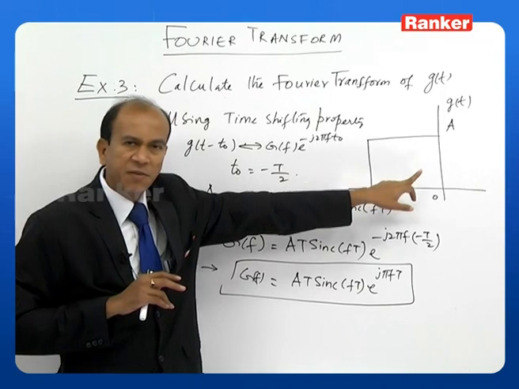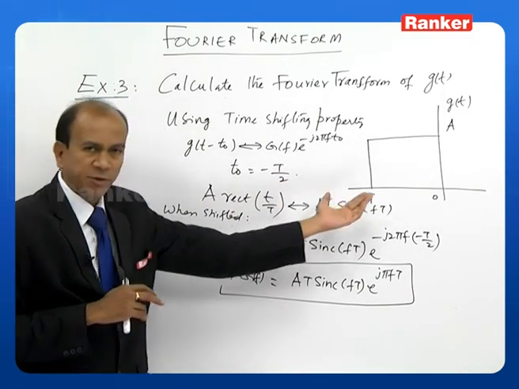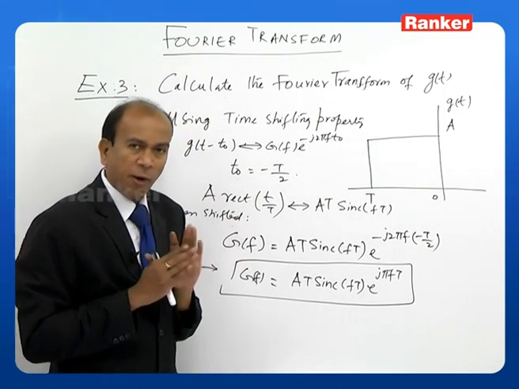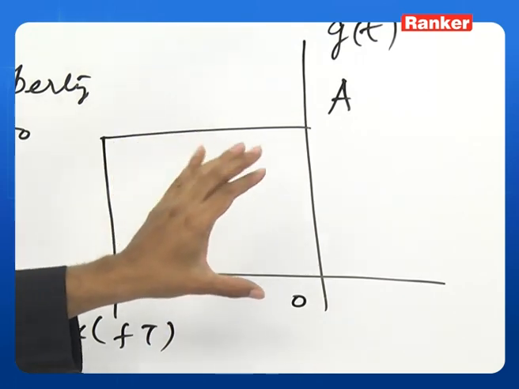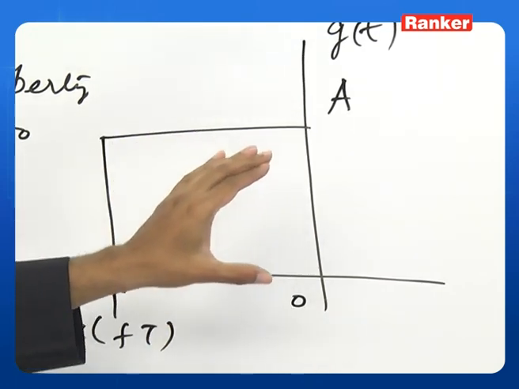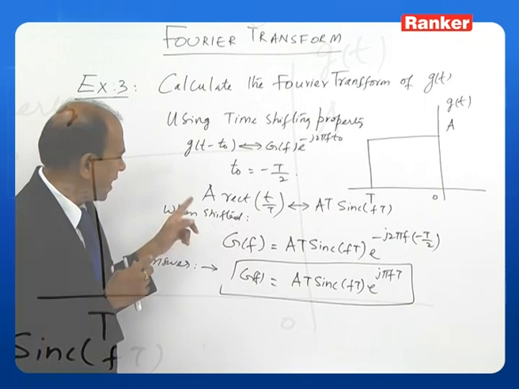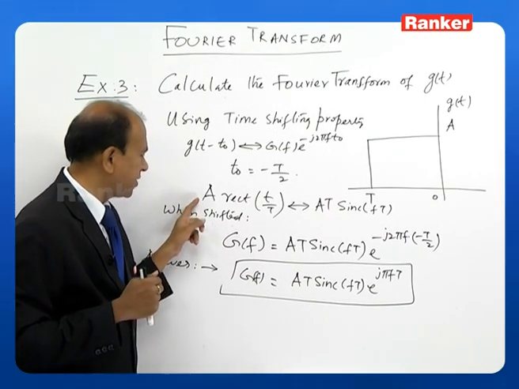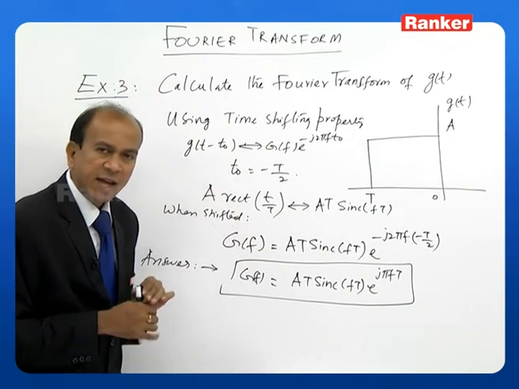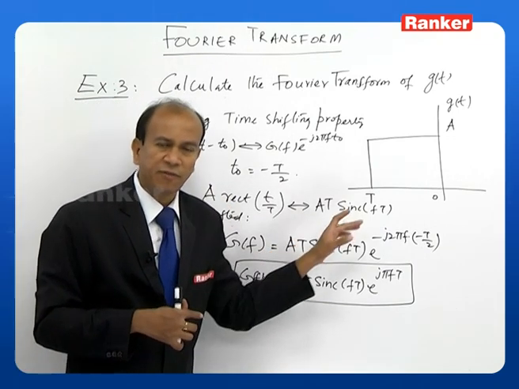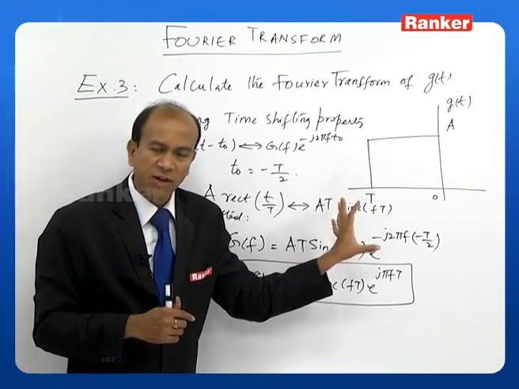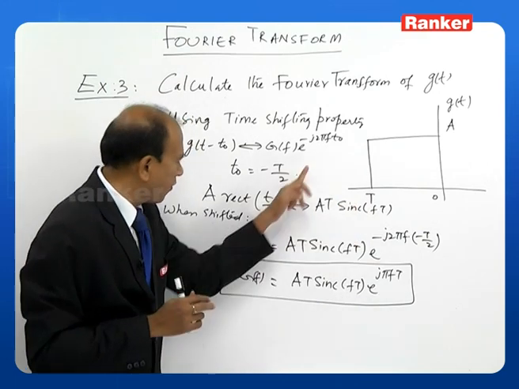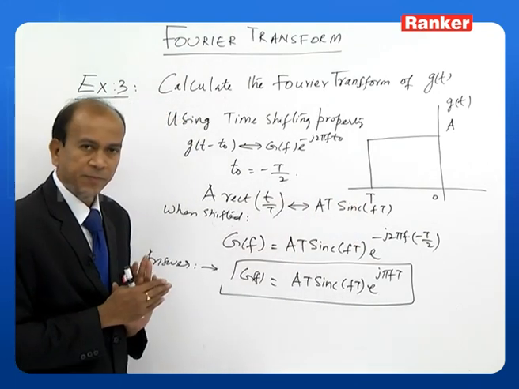Now, for us, what is the shift here? t naught is minus T by 2, because this is shifted to the left hand side. Now, recognizing that this is a rectangular function, earlier we have seen the formula for rectangular function. What does it say? It says this is centered around the origin, isn't it? So, this rectangular function, rect of t by T, has a Fourier transform A T sinc f T. Now, this is G of f. We know what G of f is, so G of f is understood. So, I have put G of f here.